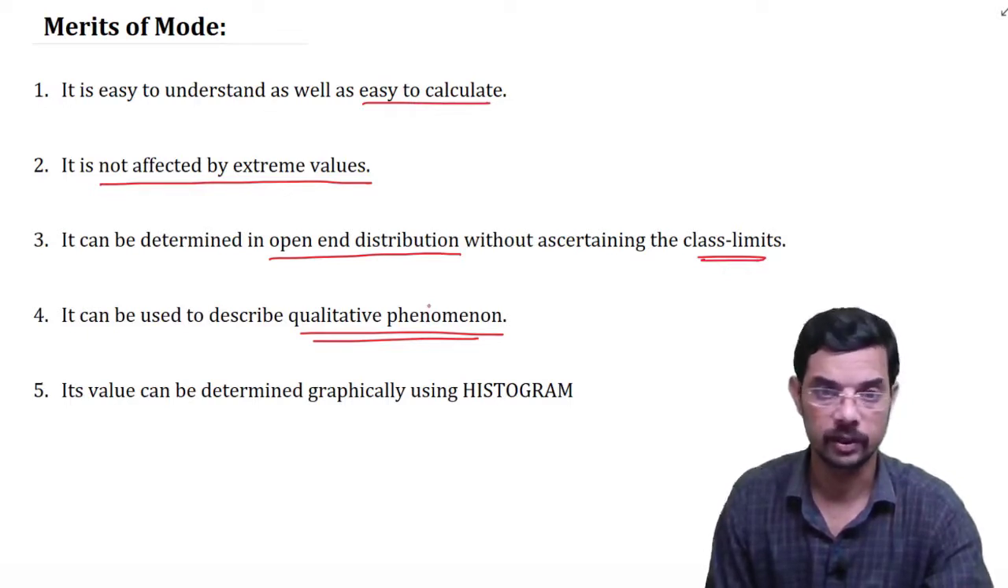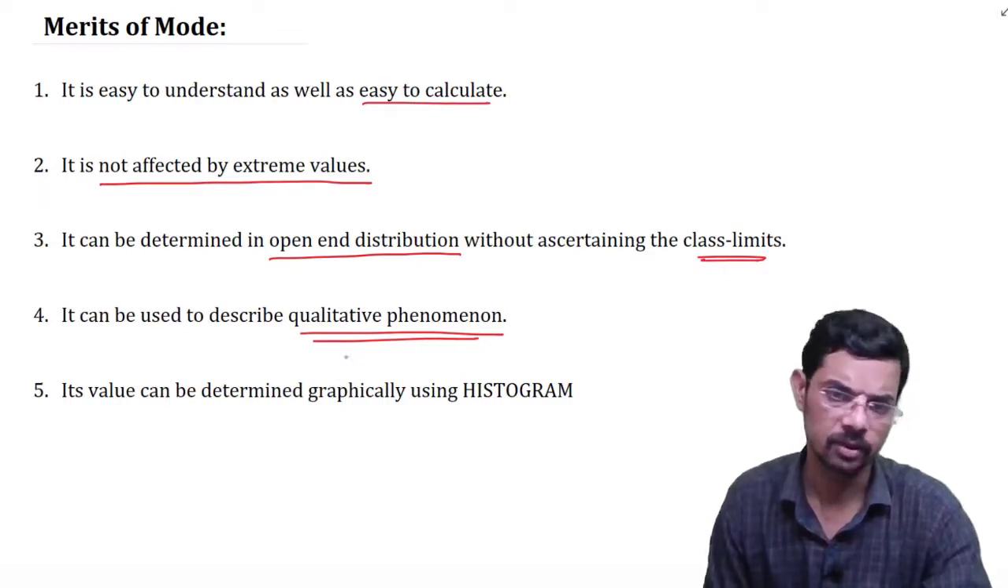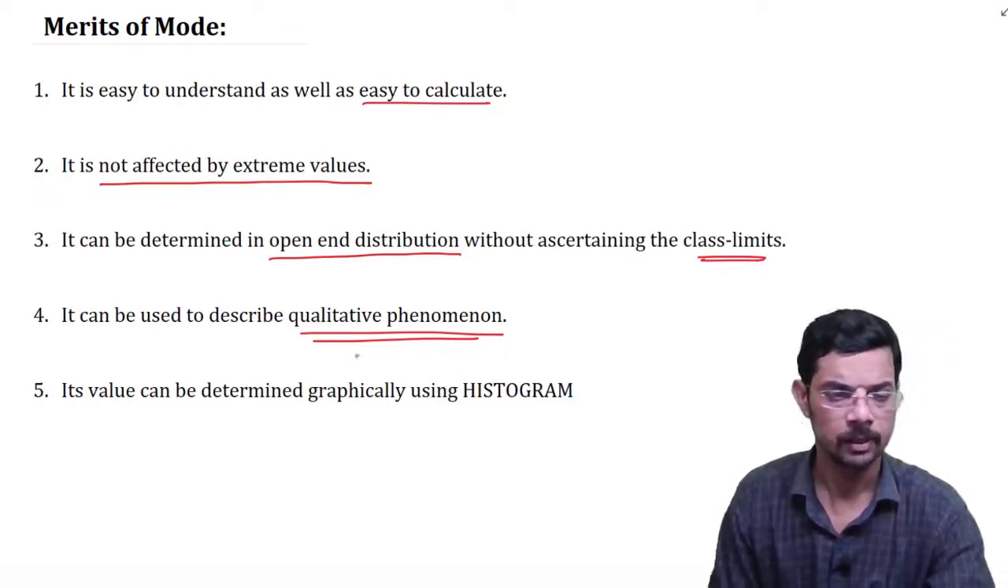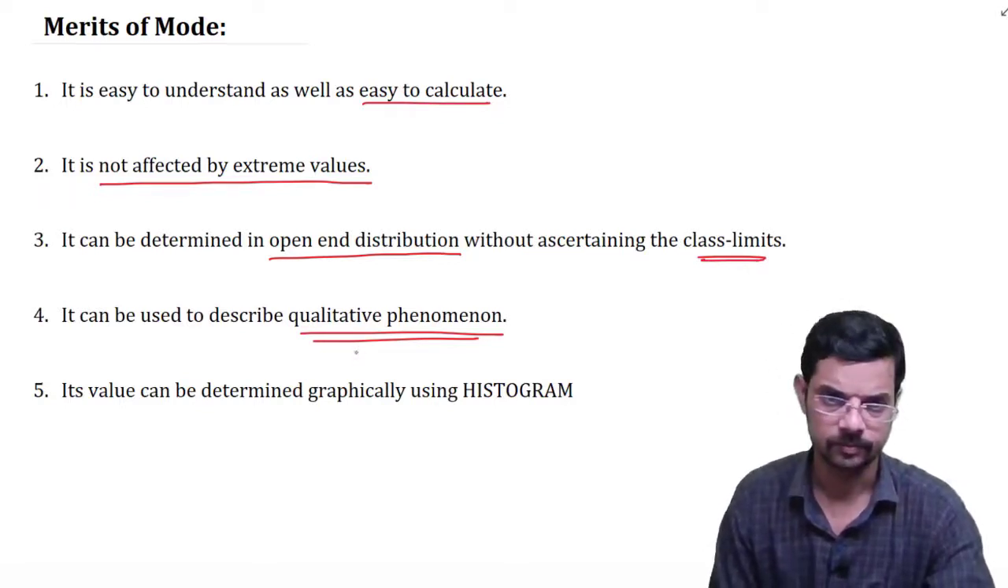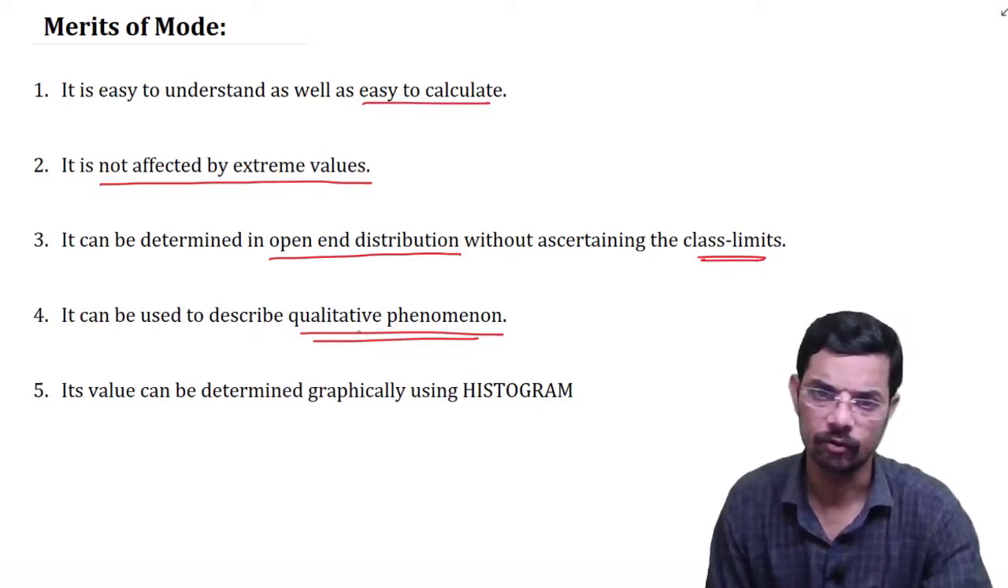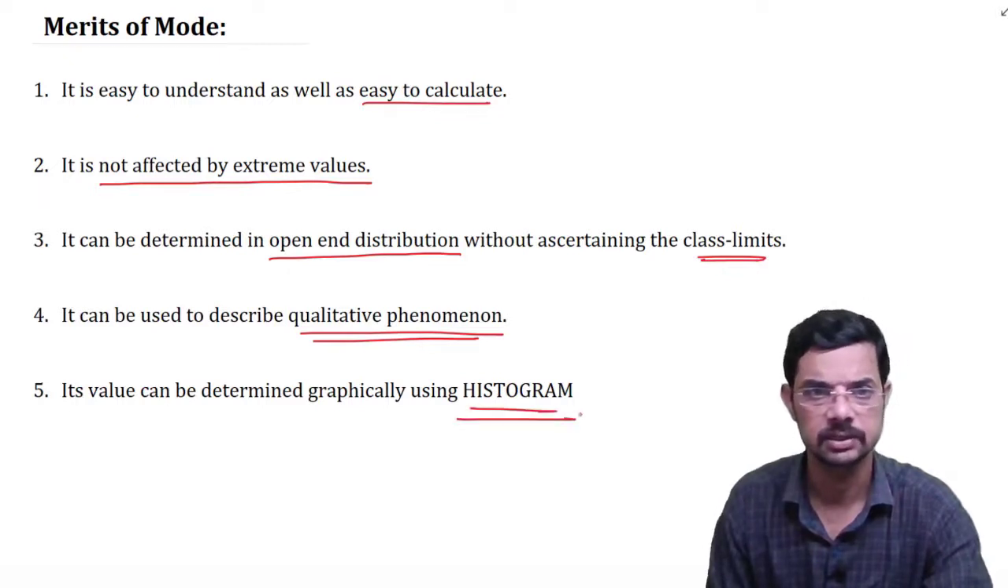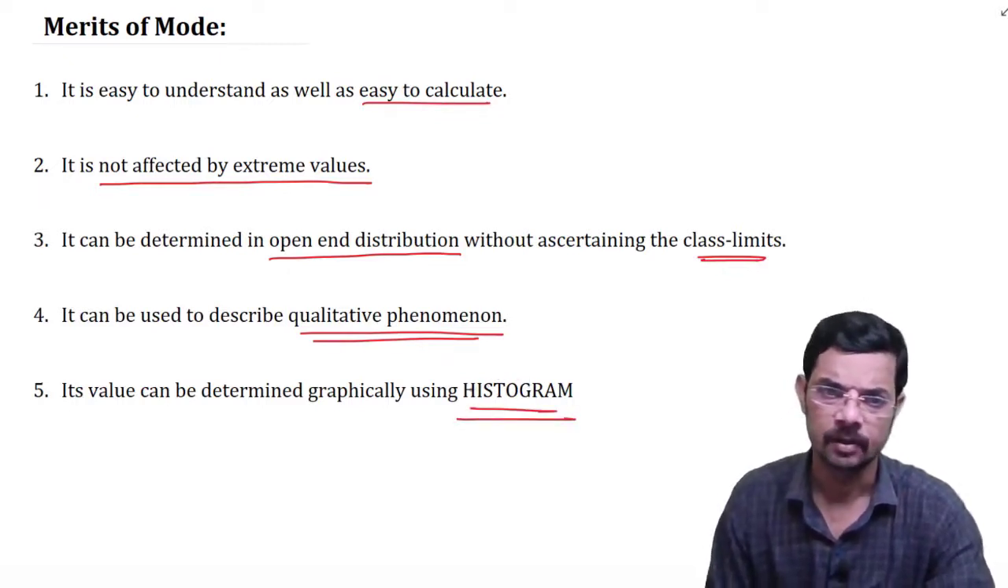Who is more preferred? Say for example, which color is more liked by people? If you ask 10 people about their favorite colors, you can say that color is a qualitative phenomenon, right? Color is a qualitative characteristic, and which color is more liked by a person can be identified by taking the value of the mode. Its value can be determined graphically using a histogram. We have discussed this again, as it can be taken as an advantage. It is a property of mode.